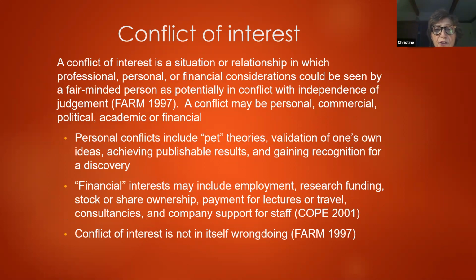It's defined as a situation or relationship in which professional, personal, or financial considerations could be seen by a fair-minded person as potentially in conflict with independence of judgment. This was developed by the beginnings of ISAJE at the Farmington meeting in Farmington, Connecticut in 1997. A group of addiction researchers got together. You were probably one of them, Richard, and you could probably talk a little bit more about that.